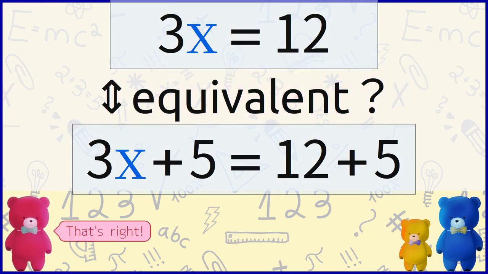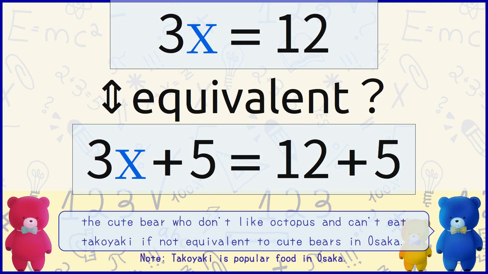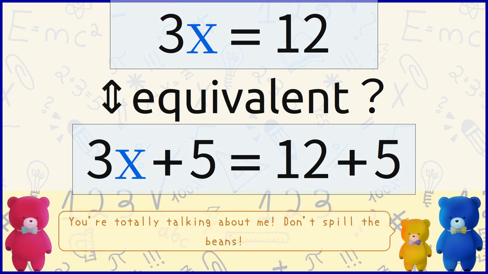That's right. If what the cute bear likes to eat is what really matters for the bear, the cute bear who doesn't like octopus and can't eat takoyaki is not equivalent to cute bears in Osaka. You're totally talking about me. Don't spill the beans.